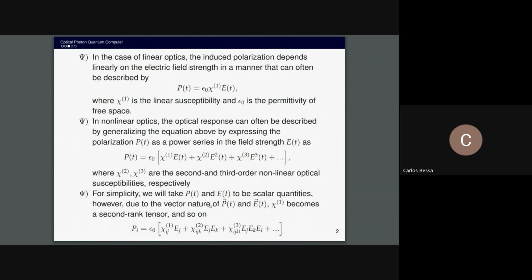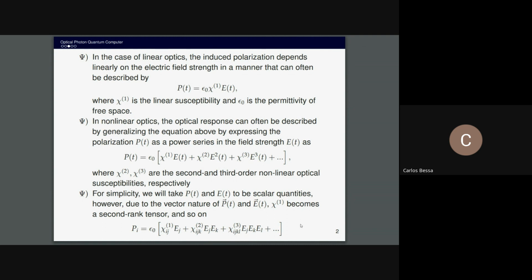When we write the expression in terms of vectors, just the notation, so Pi here is the vector in the direction i. So chi1, chi2, and chi3 are tensors. So chi1 is a second rank tensor, chi2 is a third rank tensor, chi3 is a fourth rank tensor, and so on. Okay?